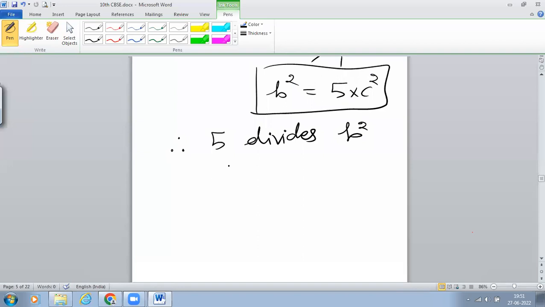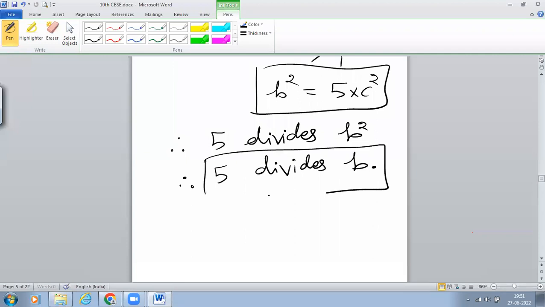Yes, sir. Since 5 divides b square, and 5 is a prime number that divides b square, we have to use the property which says that if a prime number divides b square, then the prime number also divides b. Yes or no? Yes, sir. Okay, we got 5 divides b.